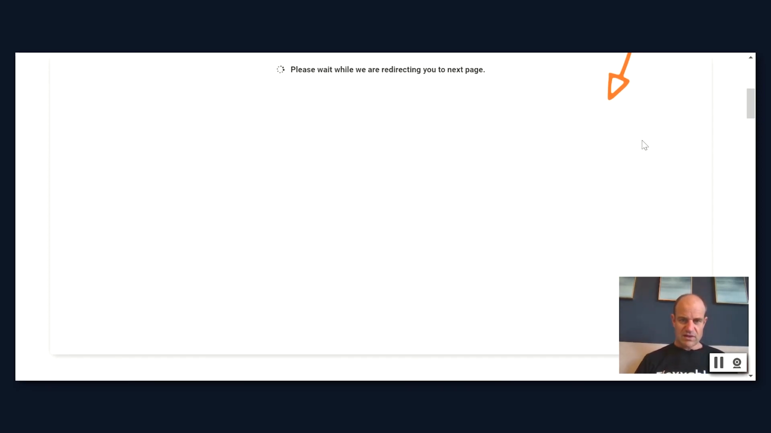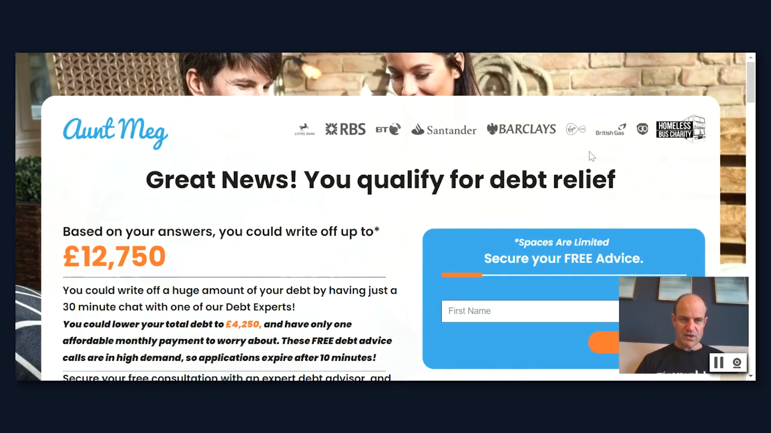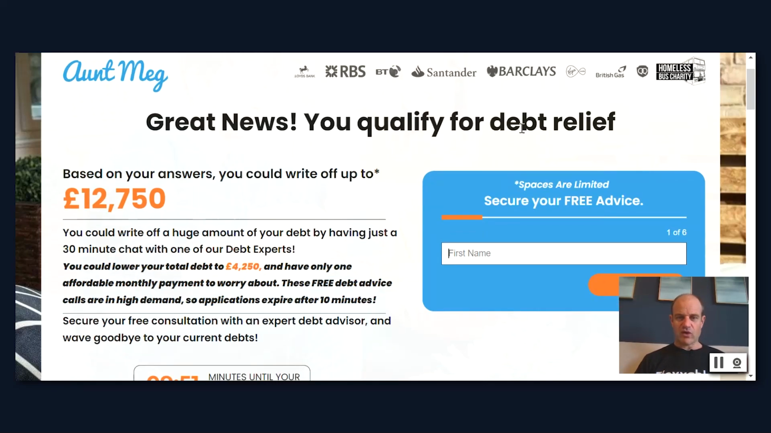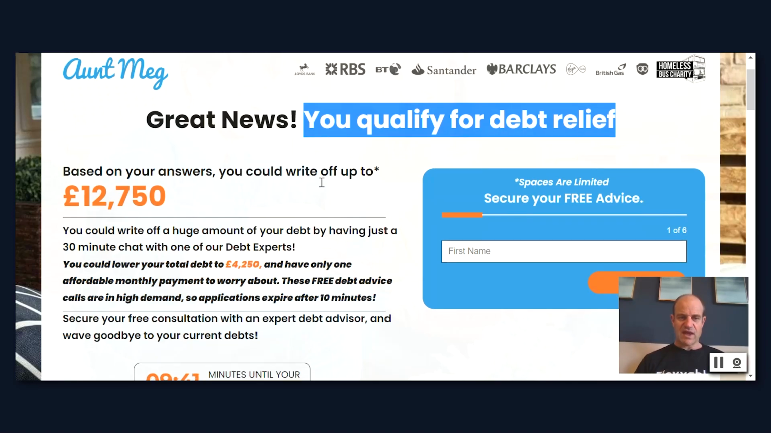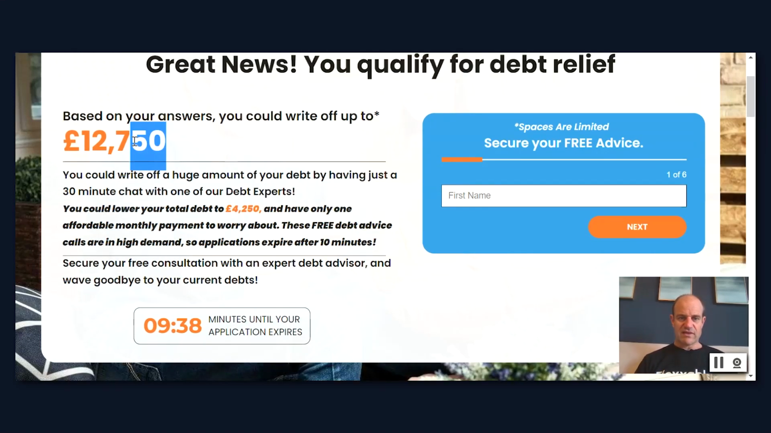£11,000. So what's happened now is that we have gone from a quiz to being told that we qualify. This is why we call this funnel a results funnel. As you can see here, we've been told that we qualify for debt relief, and based on the answers we've given, there's a very bespoke number given here. So based on your answers, you could write off up to this amount. You could write off a huge amount of your debt by having just a 30-minute chat with one of our debt experts, and you could lower your debt to $4,250, which again is bespoke based on the answers they've given.